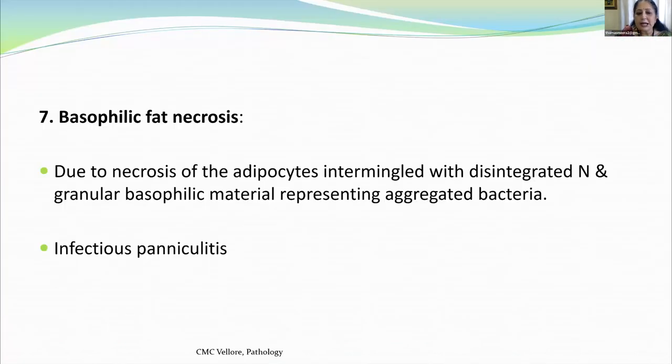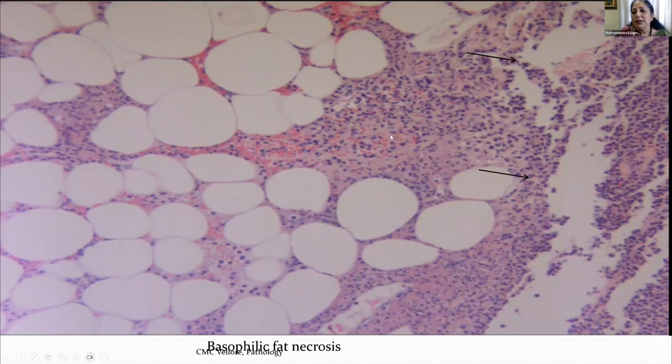The seventh type is basophilic fat necrosis. Here, because of necrosis of the adipocytes and inflammatory cells which have got into the panniculus, the neutrophils break down and produce karyorrhectic debris, which are blue in color, giving it a basophilic hue. So it's called basophilic fat necrosis.